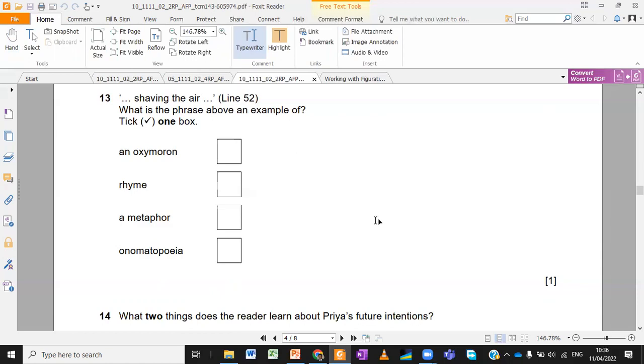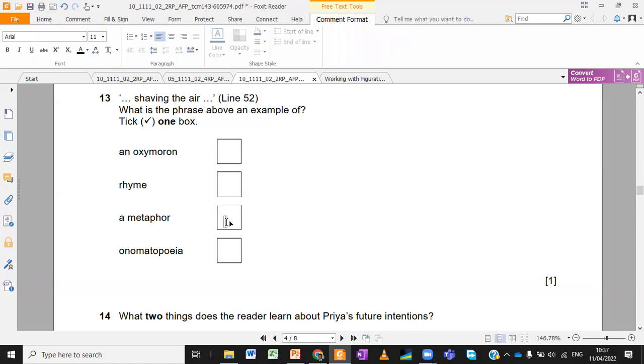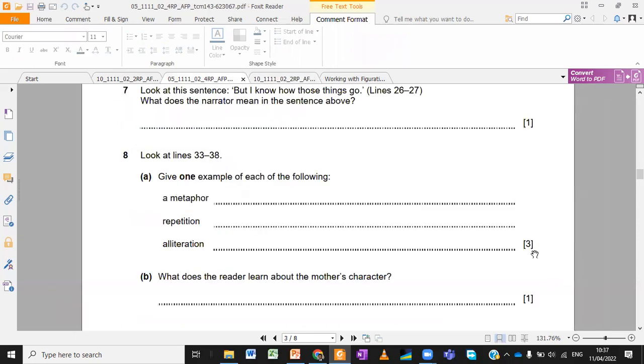Shaving the hair. It's not rhyme. So what figure of speech is that? It is either metaphor or oxymoron. Oxymoron, hold on. What is an oxymoron? Two opposite words placed side by side. So there are no opposite words there. So what is the answer now? Metaphor. Perfect. Metaphor. Right?